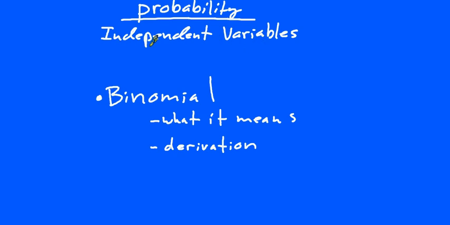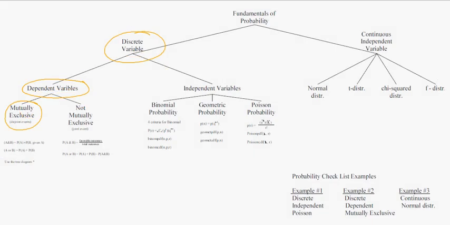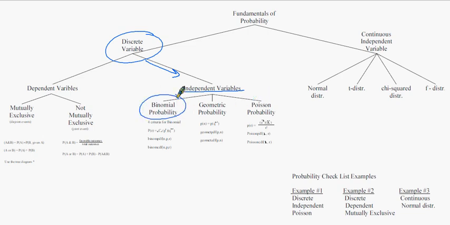On to independent variables for probability. We'll talk about binomial, right? Let's check the map a little bit, shall we? At this point, we're still over here in discrete. Boy, did we spend a long time on dependent, joint, disjoint, all that kind of stuff. But now we're going in this direction. We're talking about independent variables, and we're starting off with binomial. That's what this video is.